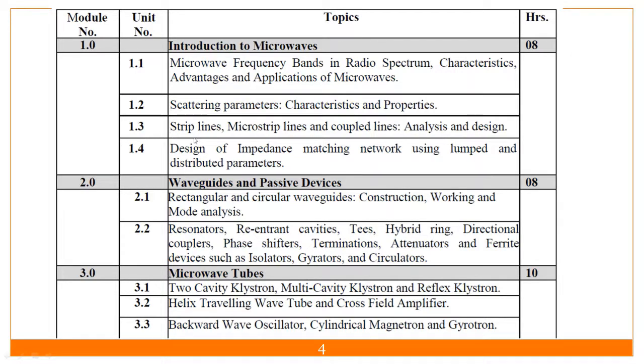Then the third point is strip lines, microstrip lines and coupled lines, analysis and design. What is meant by a strip line? Suppose in a mobile we have an antenna at the output side, the transceiver antenna. If we want to send a communication signal using that antenna, the last section, the power amplifier, is connected to the antenna by using strip lines, microstrip lines. So we have to see what exactly strip lines are.